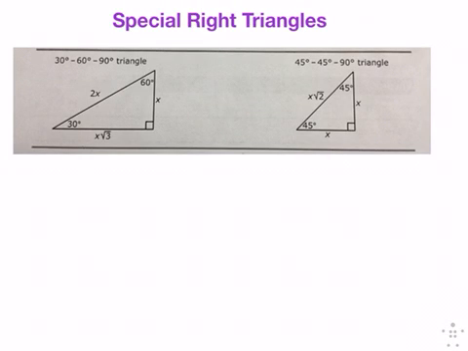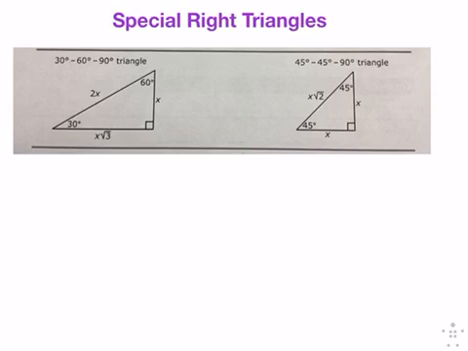Let's take a look at some special right triangles. This image was taken from the reference chart that you would see whenever you're taking an exam over special right triangles. And what we're looking at is a 30, 60, 90 triangle and a 45, 45, 90 triangle.